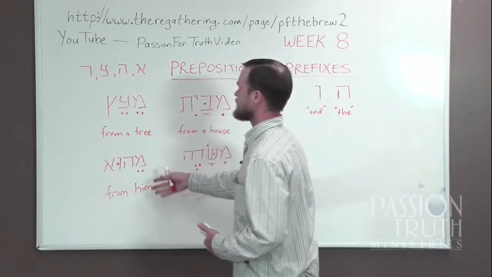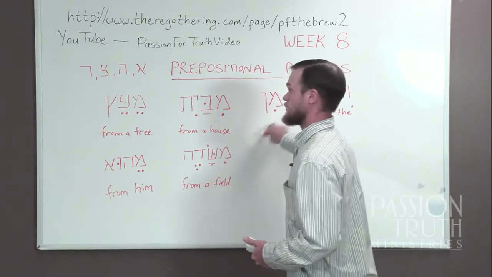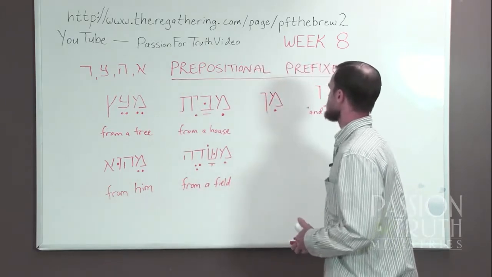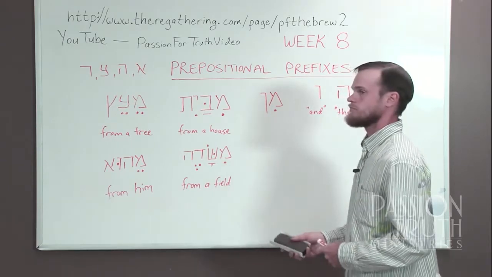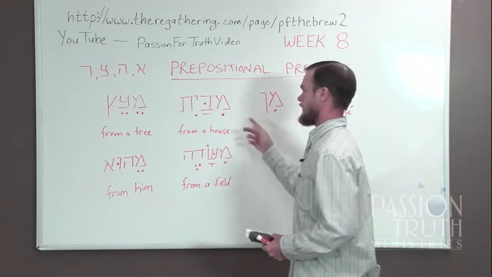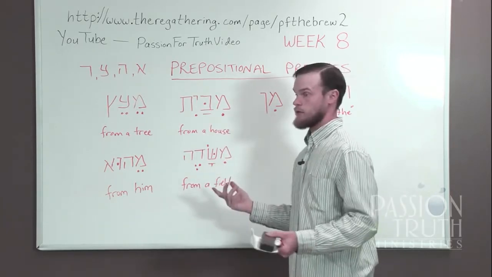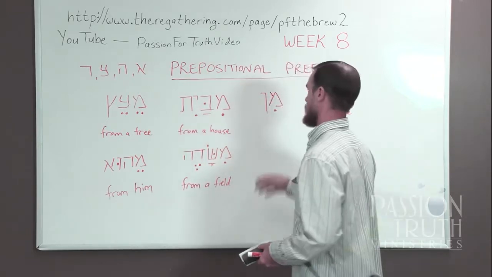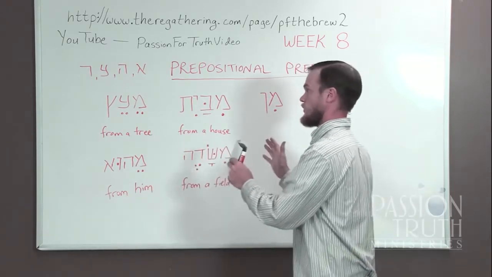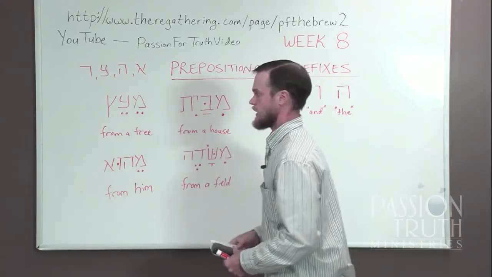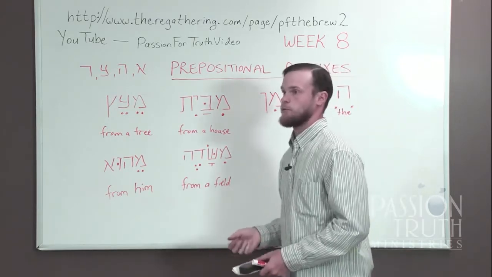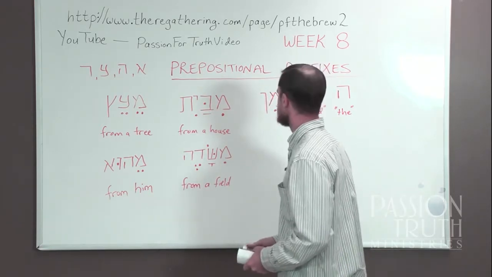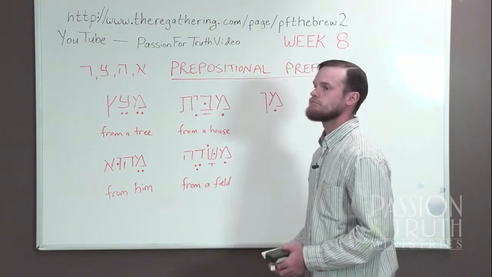And in any of these cases, you could just use the word min as a separate preposition instead of the mem prefix. The two are entirely interchangeable. So we could say min bayit, from a house, or mi-bayit, from a house. We could say min etz from a tree or me'etz from a tree. It's just a question of whether we have a totally separate word, or if we directly prefix this mem to a word. They're exactly equivalent. It's just a question of style, really. And as usual, you'll see both in the scriptures.